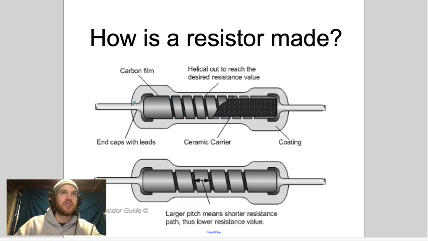Then what you see on the outside, you have the end caps that are conducting the current. What we see is this protective coating on the resistor. You're not seeing what's happening on the inside. So it says larger pitch means a shorter resistance path, thus lowering the resistance value. And when you lower the resistance value, you increase the current in the circuit.